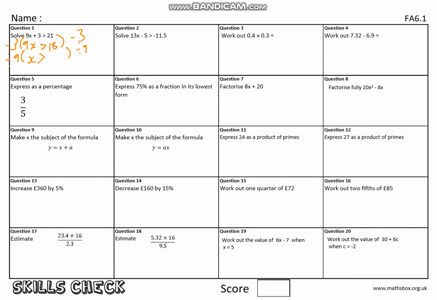So how many 9s fit into 18? Well, that's 2. So now I know I've solved my inequality. I've found out that x is greater than 2. So x can be any number that's greater than 2. So it can be 3, 4, 5, 6, anything above that. Okay? So it's just like an equation.